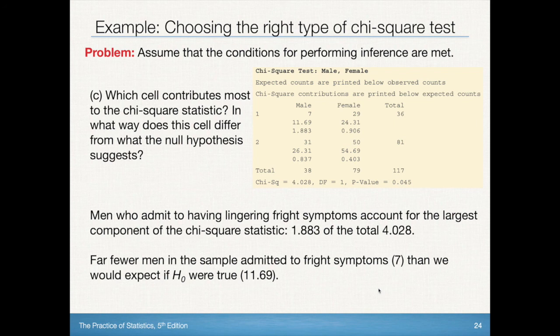Well, we can see again that men who admitted to having lingering fright symptoms account for the largest component of the chi-squared statistic. We had 4.028 as the chi-squared score, and we had 1.883 contributed by the men who admitted to having lingering fright symptoms. That sounds like it's important, and if you take a look at the expected count versus the observed count, the expected value was somewhere around 11.69, so 11 or 12, and the number of men that actually admitted to it were only 7. That's significant because we would expect more based upon just our initial calculations.